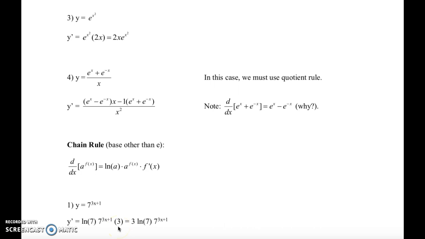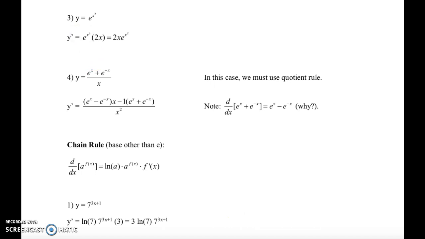And we like to pull that 3 into the front. Now remember, we can't multiply that 3 by anything because this is an ln and this is an exponential with a base. So we just end up with 3 natural log of 7 times 7 to the power 3x plus 1.